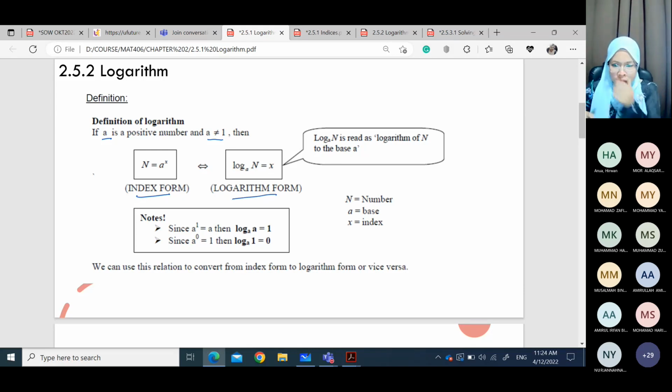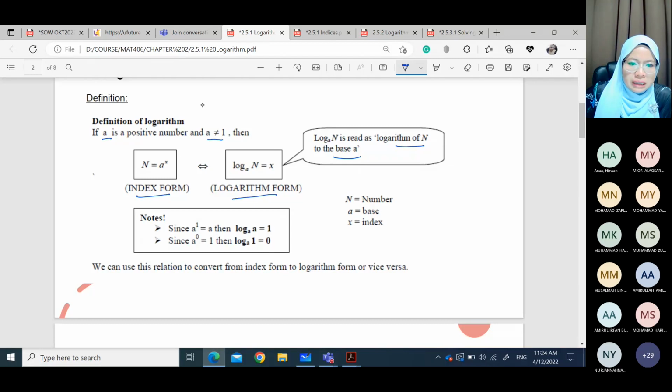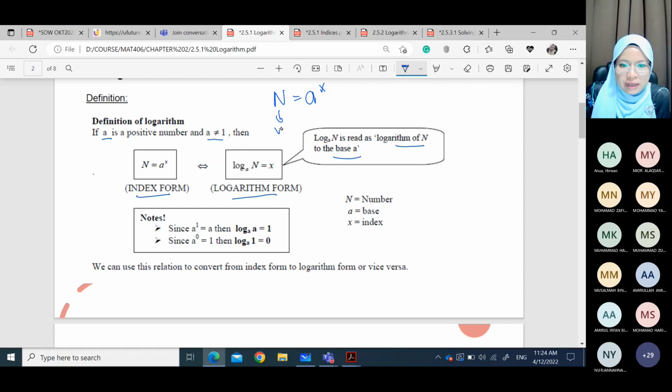Okay, so log a n is read as logarithm of n to the base a. Okay, again, how to read log a n? We read it as logarithm of n to the base a. So maksudnya logaritma untuk n, base dia adalah a. Okay, right. So tadi kita dah discuss dalam index n equal to a to the power x. So n, this one is a value, nilai dia ataupun number. A adalah base, yang x adalah index.